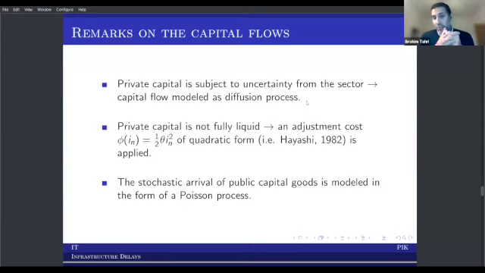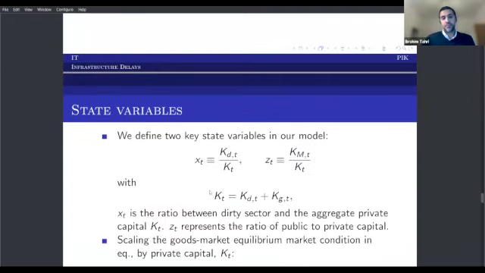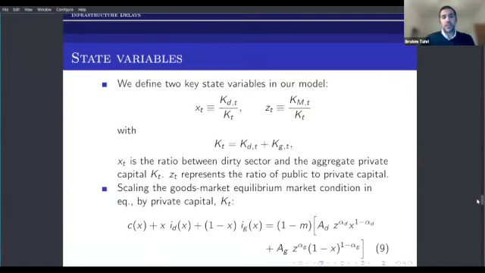Another thing is that private capital is not fully liquid. There are adjustment costs. This is a standard macroeconomic model. The installation of new capital incurs cost, and we take from Hayashi the quadratic form. And as I showed you above, the stochastic arrival of public capital goods is modeled in the form of a Poisson process. To make things clear and simple, we define two state variables.